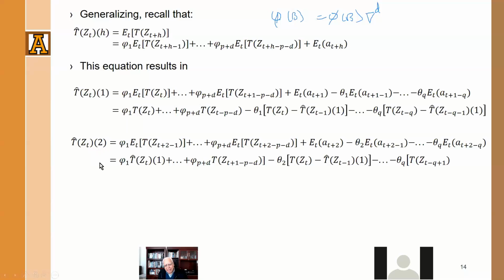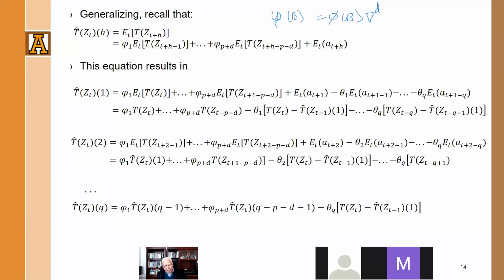For h equals 2, it's the same equation, but now it involves the optimal forecast one period ahead, plus phi_{p+d} times the forecast of z_{t+1-p-d}, and so on. We're forecasting now two periods ahead, so you just replace h with 2 in this equation and you get this. Now I do not have an a_t, because for h equals 2 I no longer have that last term, and so on all the way up to the q-th forecast.